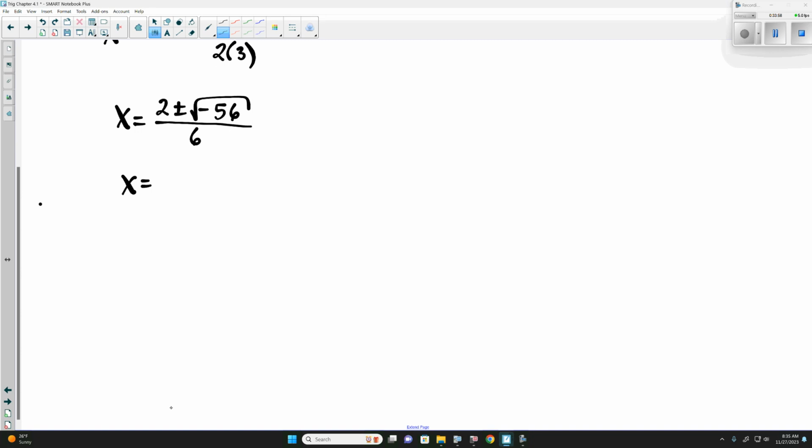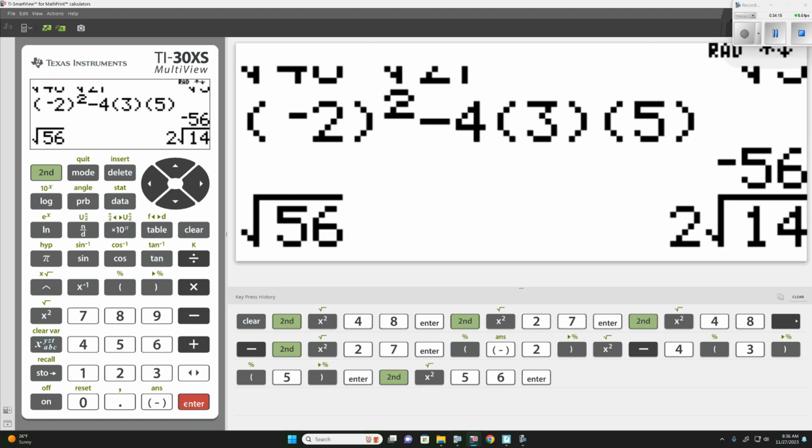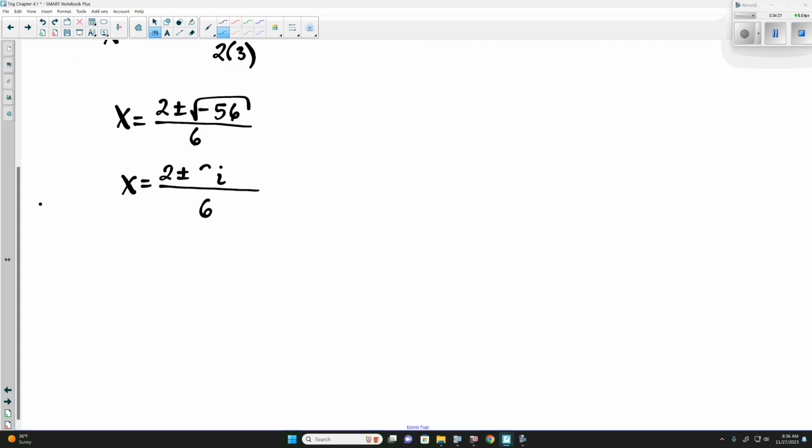But I do know that whatever this comes out to be, we'll have i, because the negative in the negative 56 will come out as i, leaving us with the square root of 56. The 30xs will simplify the square root of 56 to 2 square root of 14. So the square root of negative 56 is 2i square root of 14.